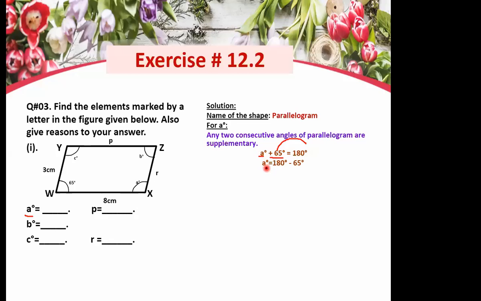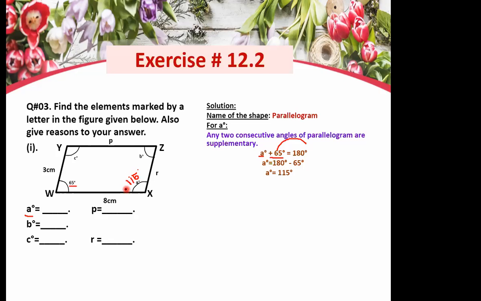So in the next step, what you will write down here, a will be left alone on the left side, then equals 180 minus 65. Okay, now a is equal to 180 minus 65. When you subtract 65 from 180, you will get 115. So the measurement of angle a is 115. So you will write down here, your a is now equal to 115, and you know this angle is equal to 65.